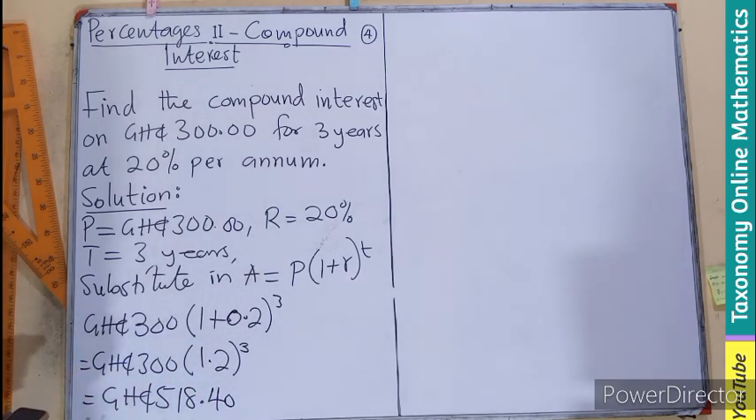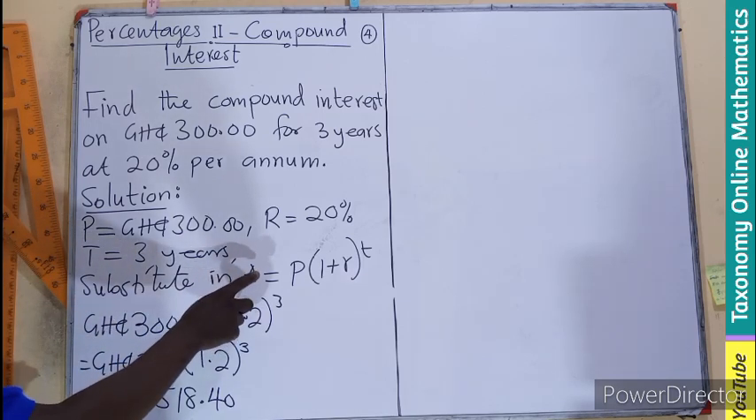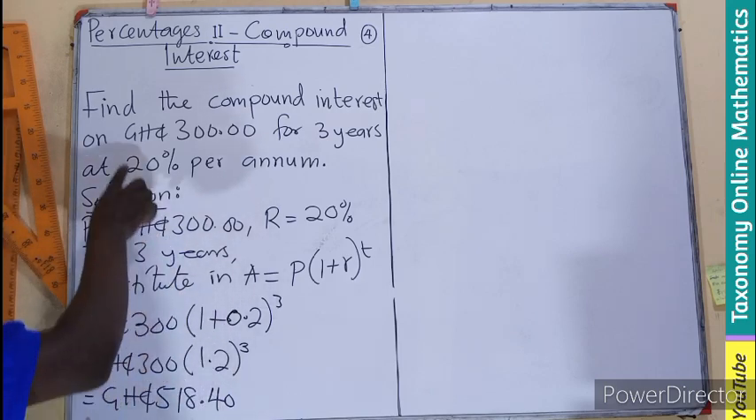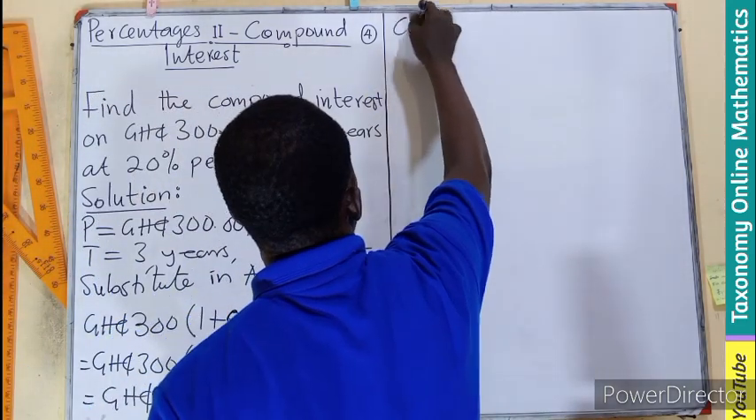518.40 Ghana cedis. Remember, this is the amount. The amount you're looking for. This is the amount that we get at the end of all the 3 years. But you have to find the compound interest, the interest that we have.